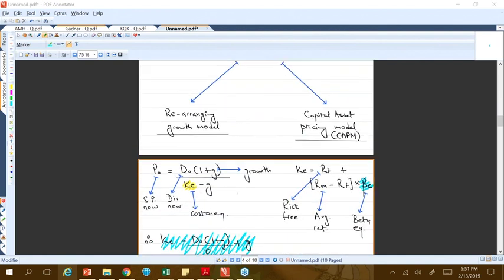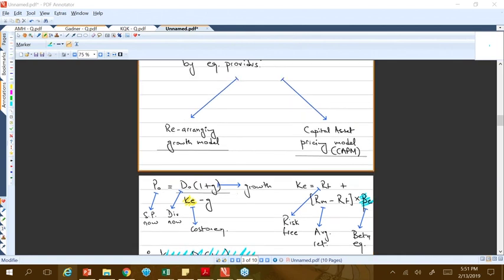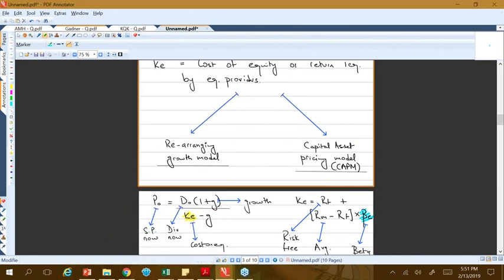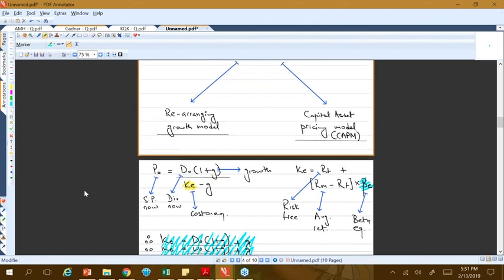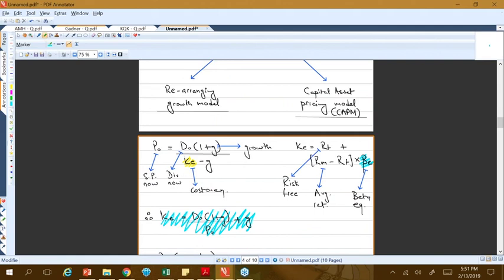When we think of the cost of equity, there are two ways in which we can do it. One is rearranging the growth model. The other is CAPM. Within the growth model, the calculation is given to you in the exam, but the rearrangement of that is what we need to do. So to find the KE, this is how we rearrange this formula, and then we simply input the values.